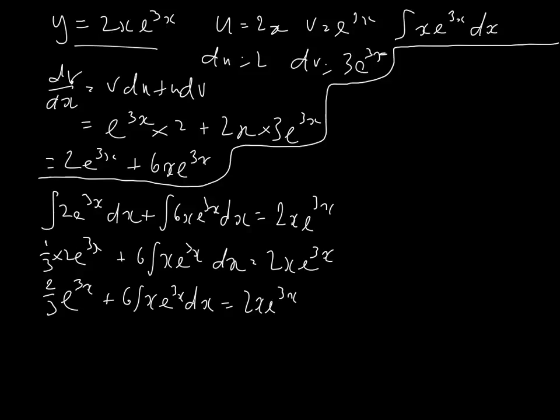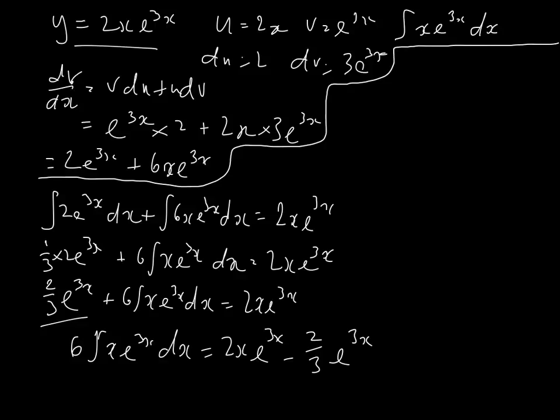So now, based on that, we're going to take this and bring it over to the other side. So we've got 6 times the antiderivative of xe^3x with respect to dx equals 2xe to the power of 3x minus 2 over 3 e^3x. Now I've got one more step. How do we remove the 6? Well, we divide both sides by 6. So I'm going to finish it off over here.